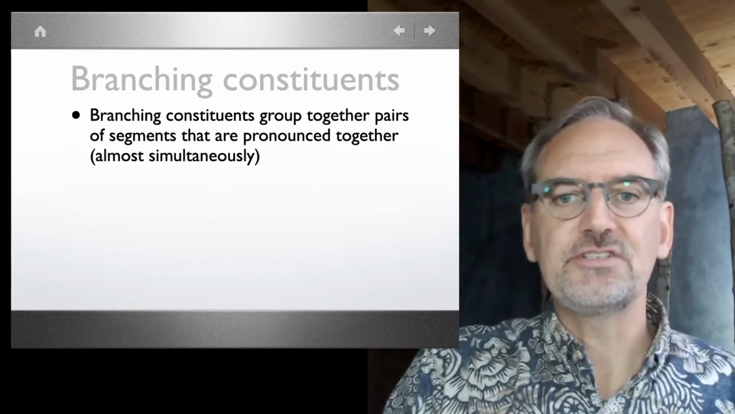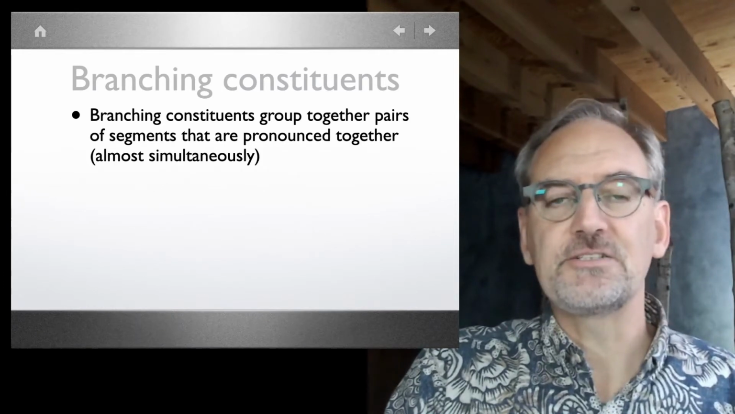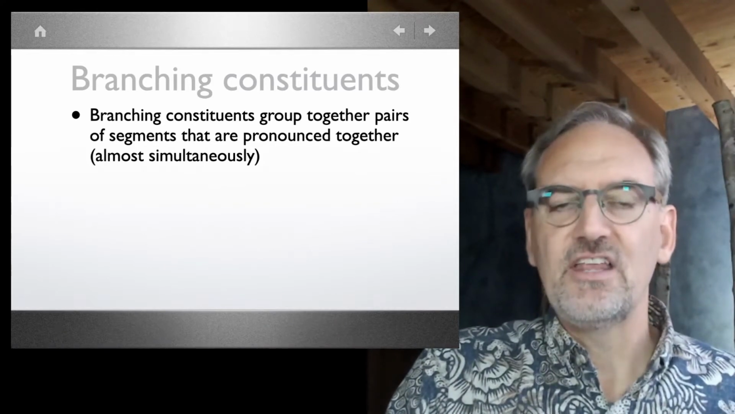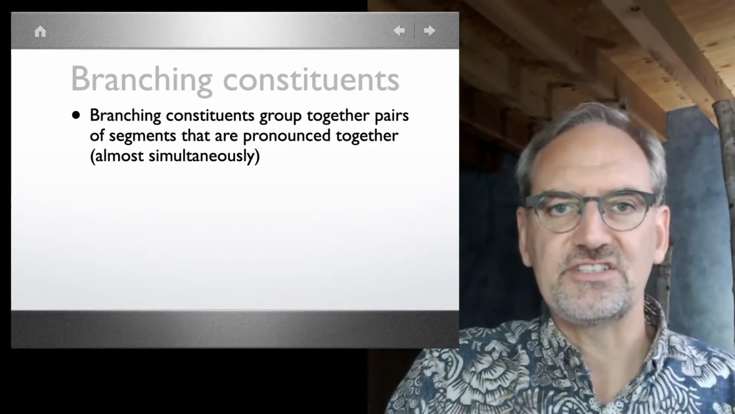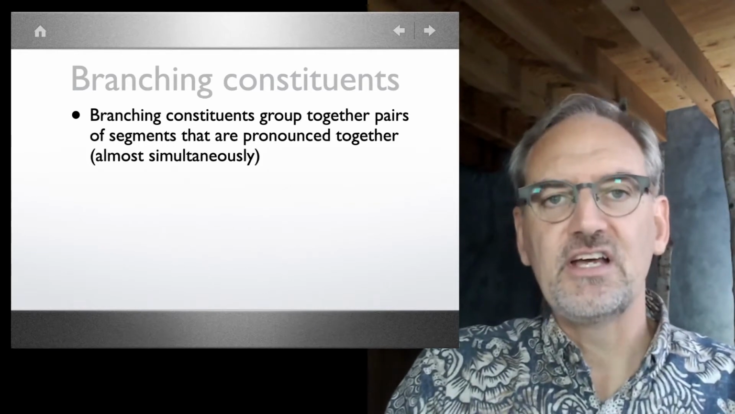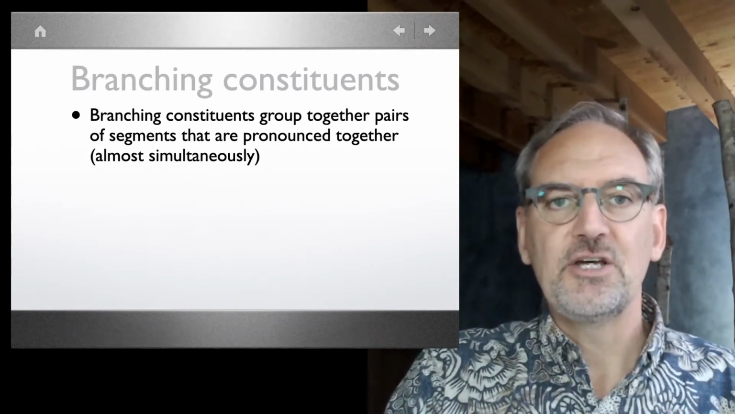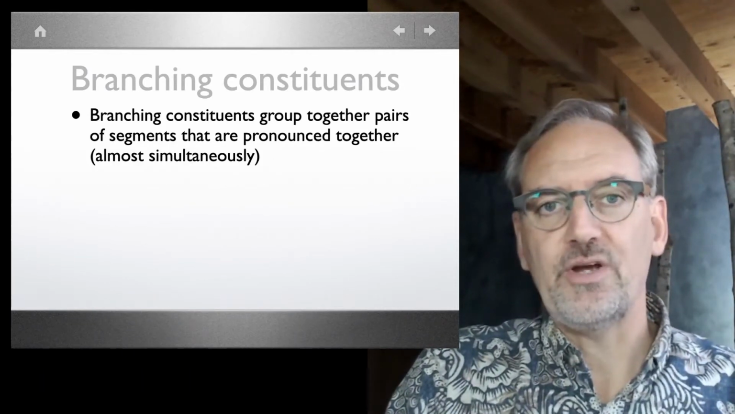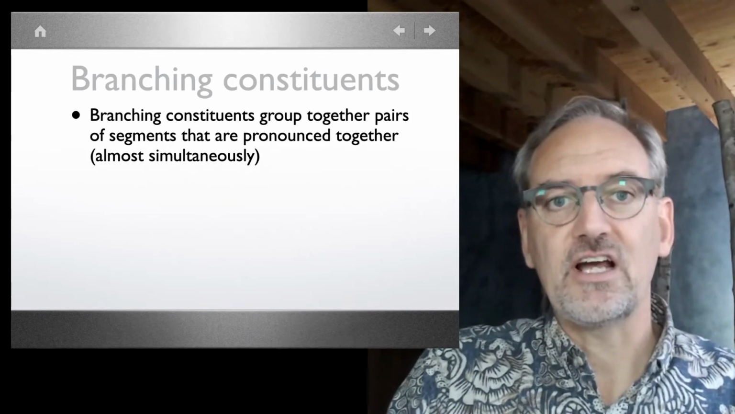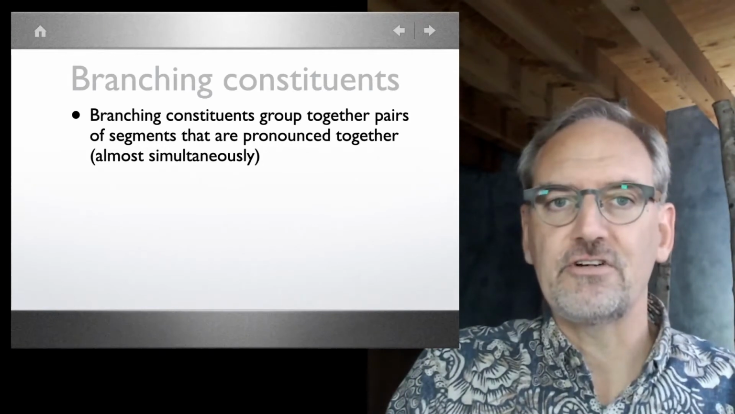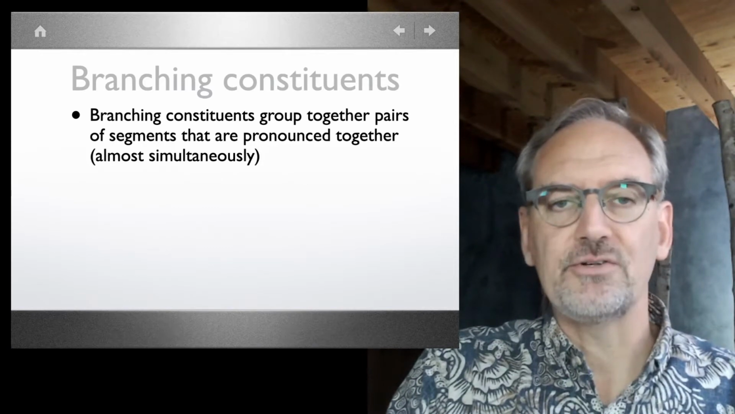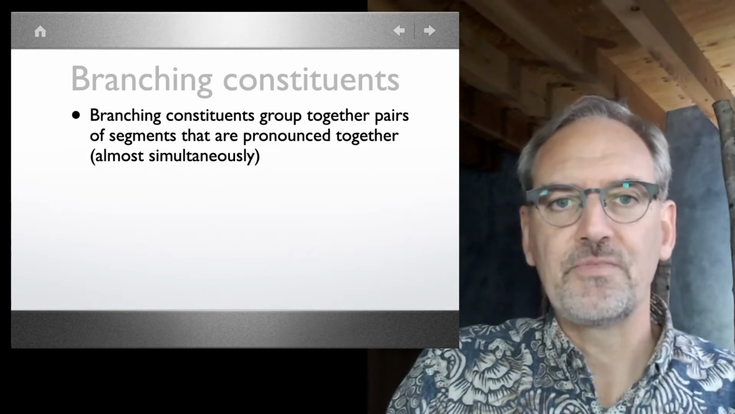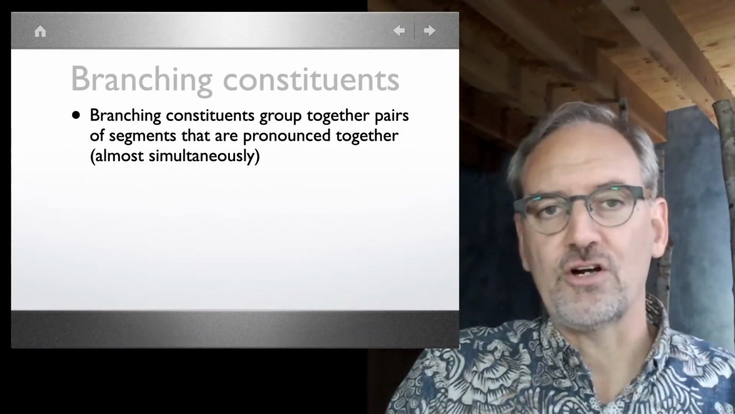Now, branching constituents group together pairs of segments, and the segments are basically pronounced simultaneously. They're not really two separate constituents. It's one constituent that contains two segments. But some of the segments are shorter in duration than the others. So in the word clap, for example, the k sound is very brief, very short. The l sound is a little bit longer. It's not very long, but it's a little bit longer. The a, of course, is longer still.